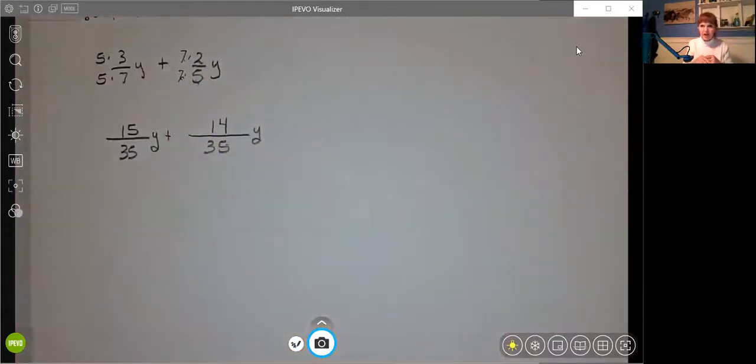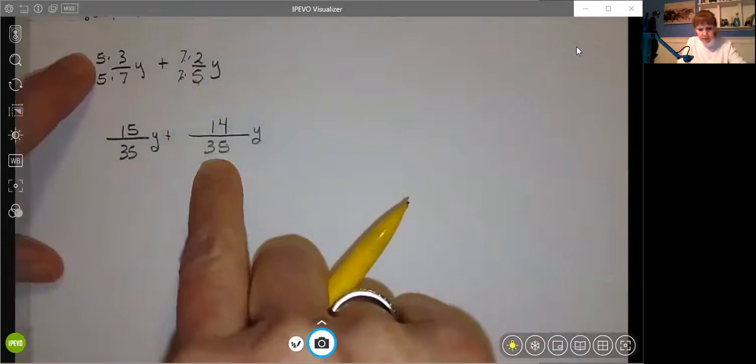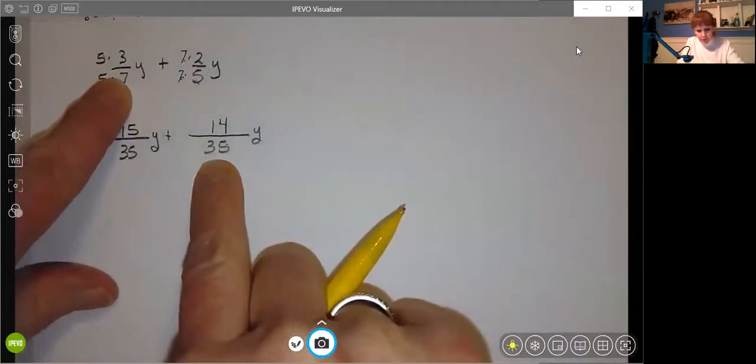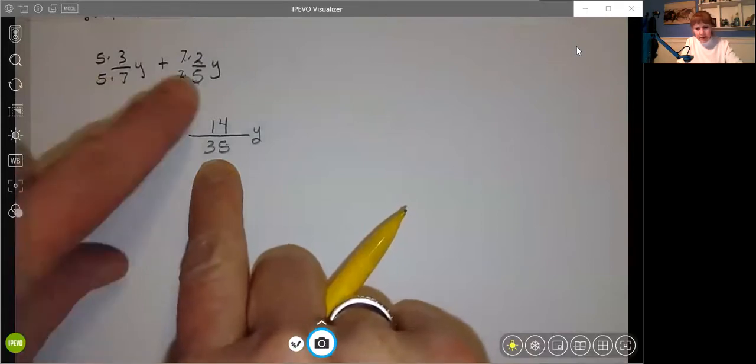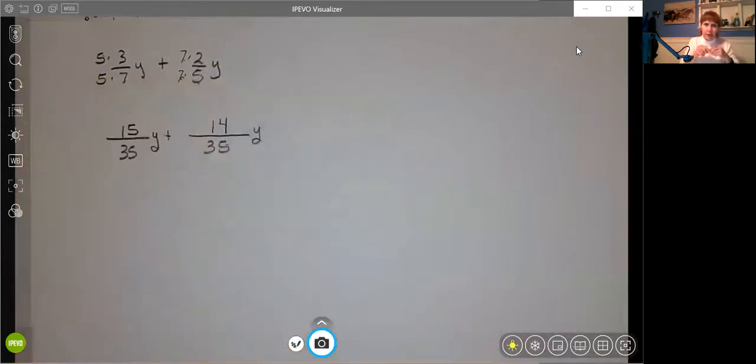Many steps here, but you guys will get it, it just takes practice, that's all. So I got a common denominator. What do you have to multiply by? You know, this number is determined by how do you go from 7 to 35? This number, how do you go from 5 to 35? That's what you're going to multiply the numerator and denominator by. So, common denominator, so 15 plus 14 is 29.